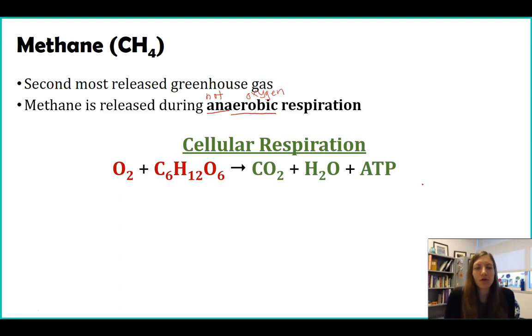You and I have to breathe in oxygen. We've got to eat sugars. We have to eat food. And because of those two processes, we exhale carbon dioxide, we pee out water, and we make ATP. Remember that ATP is energy. And living organisms need to get energy.